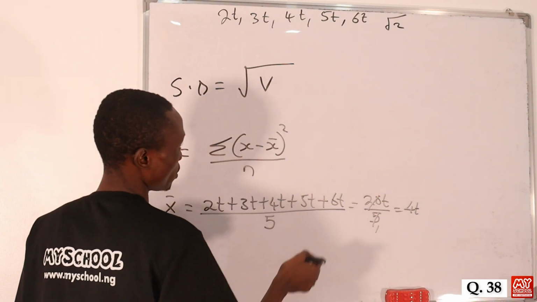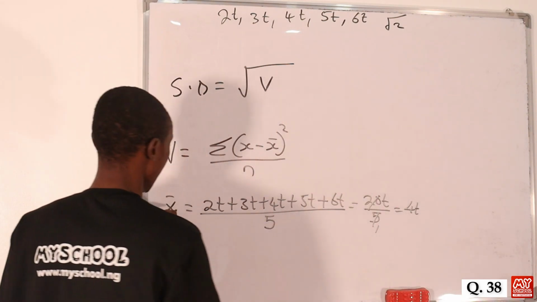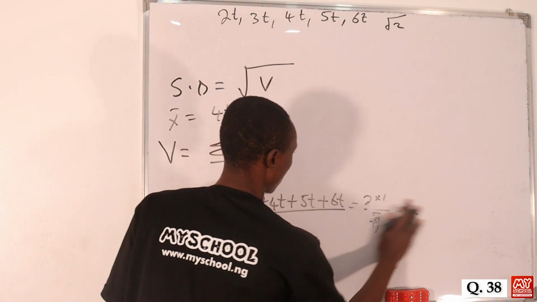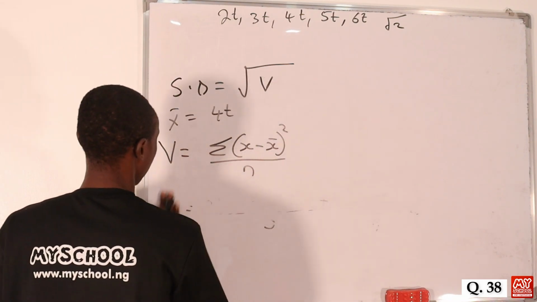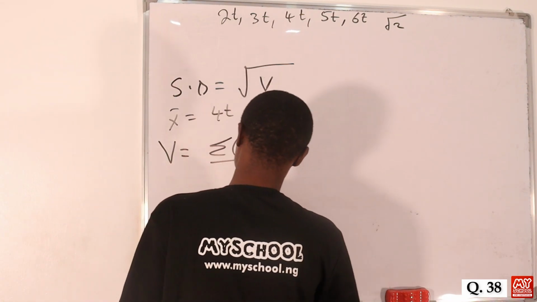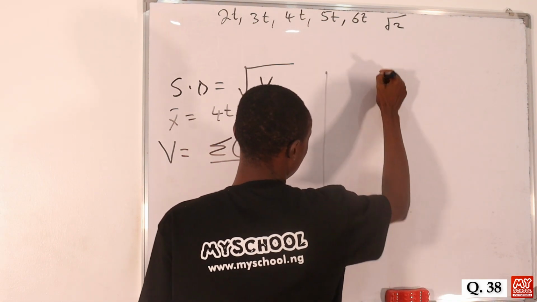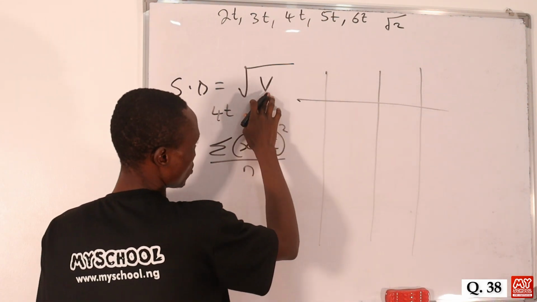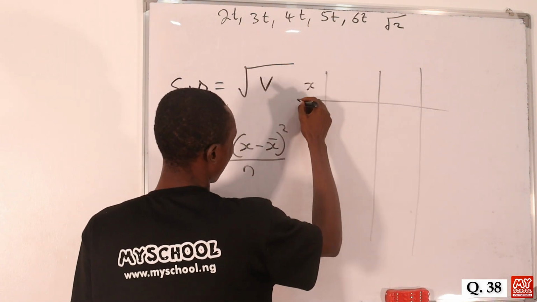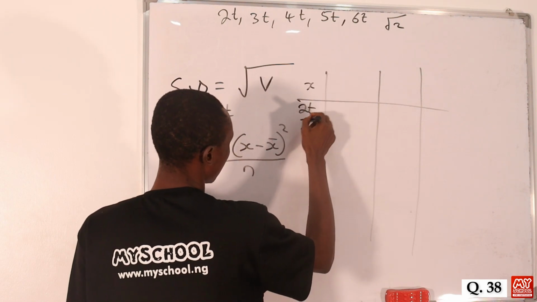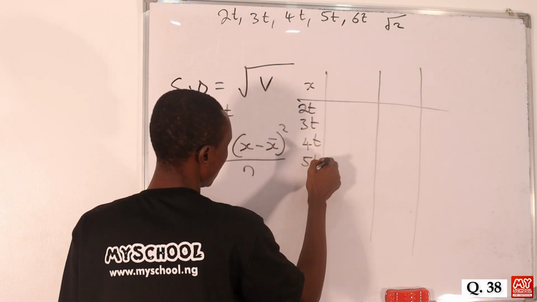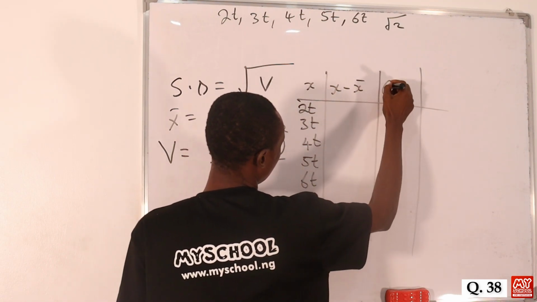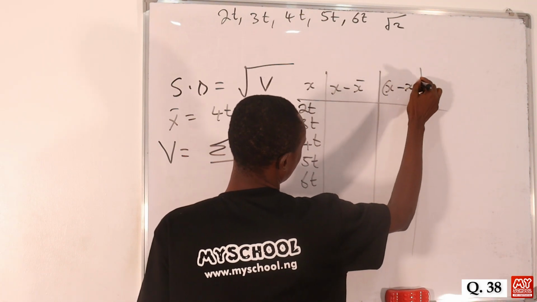So let's quickly draw a table here. Okay, since we have gotten our x bar to be equals to 4t, I think we can clean this off to create more space. So we quickly need to construct a little table to help us to calculate for the variance. So here is our x, which is, we are going to be having 2t here, 3t here, 4t here, 5t here, and 6t here. So here is x minus x bar, while here will be x minus x bar then squared.